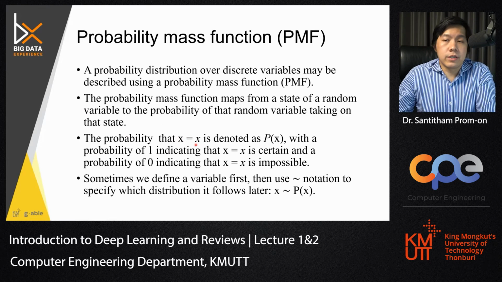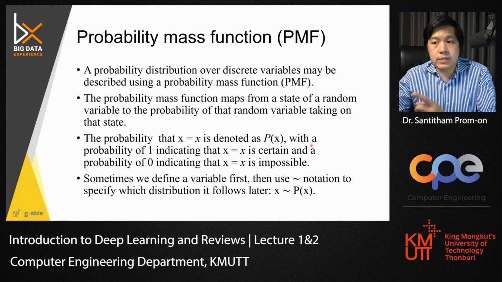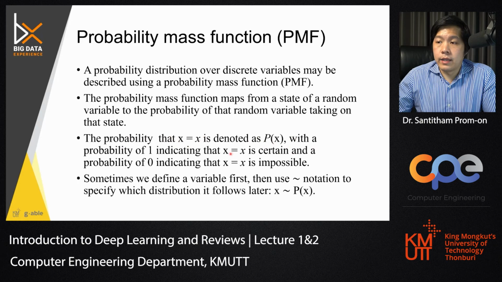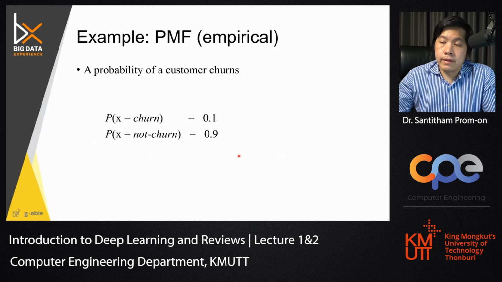Probability mass function denotes that the variable would take a certain value, like X equal x, and it would have probability P(x) associated with it. For example, if X is with the property of 1 indicating X equal x for certain and 0 not certain, right? But X can take certain values depending on the thing that you are considering.